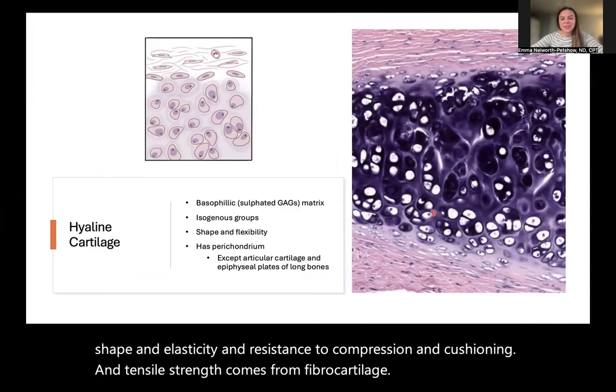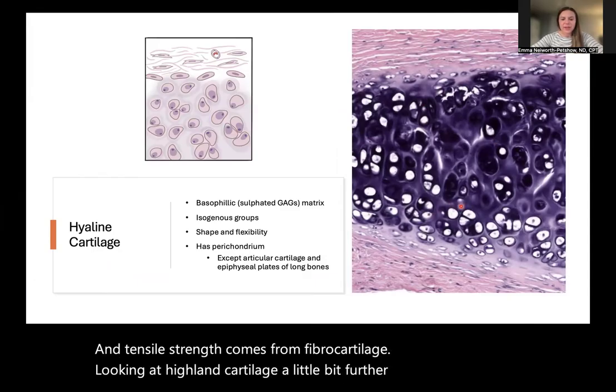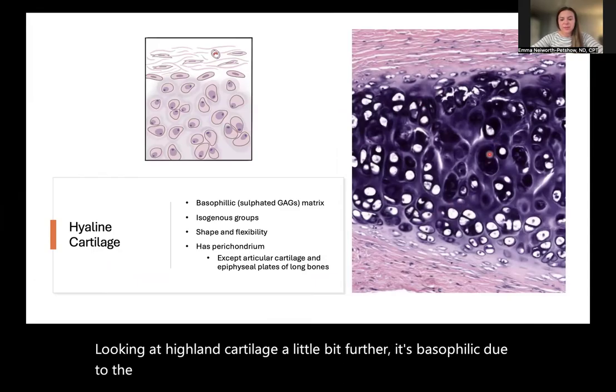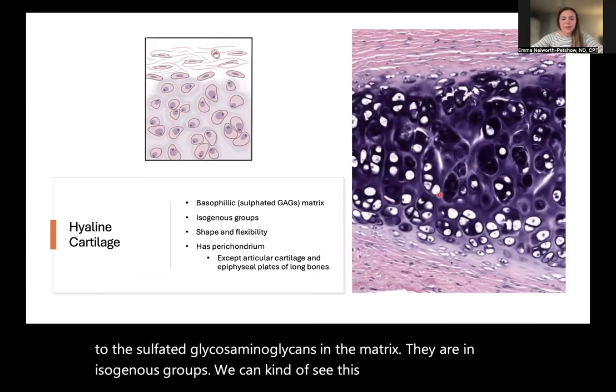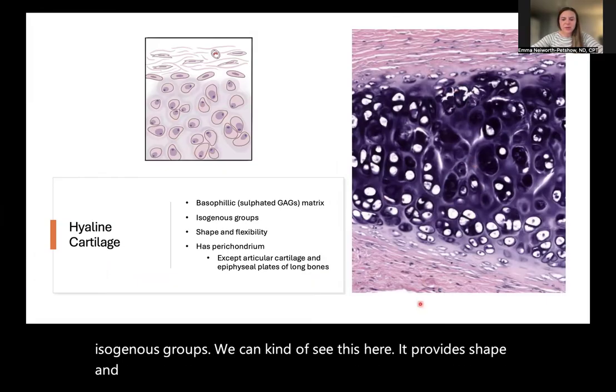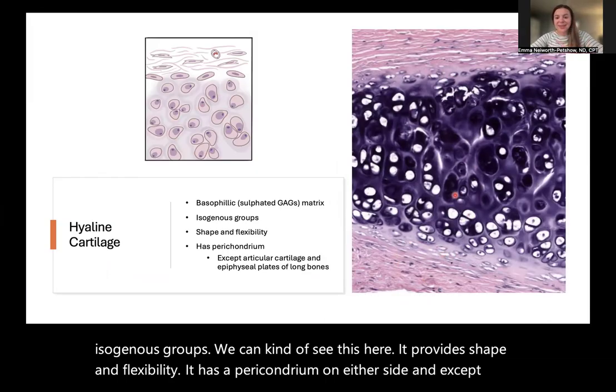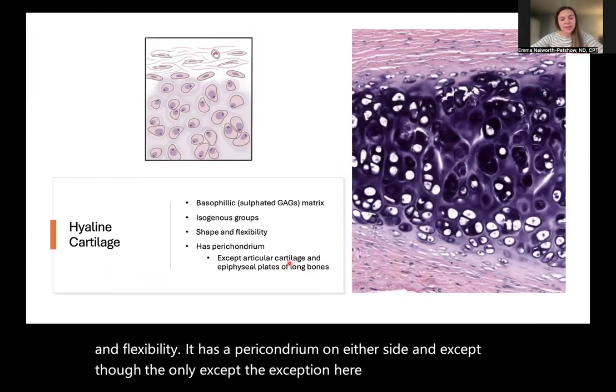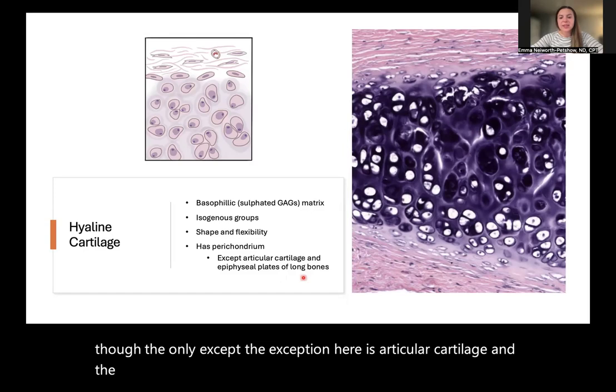Looking at hyaline cartilage a little bit further, it's basophilic due to the sulfated glycosaminoglycans in the matrix. They are in isogenous groups. We can kind of see this here. It provides shape and flexibility. It has a perichondrium on either side. The exception here is articular cartilage and the epiphyseal plates of long bones.